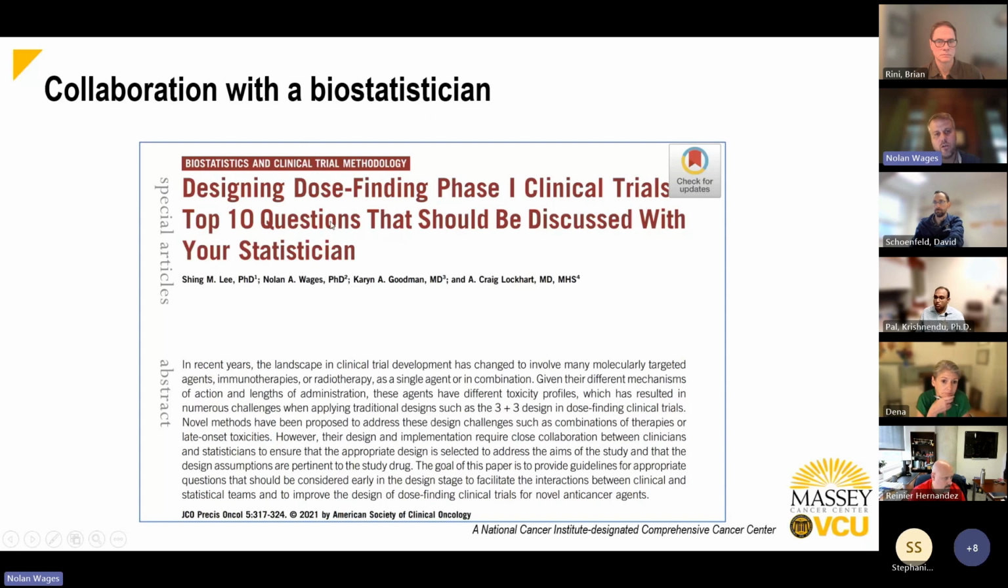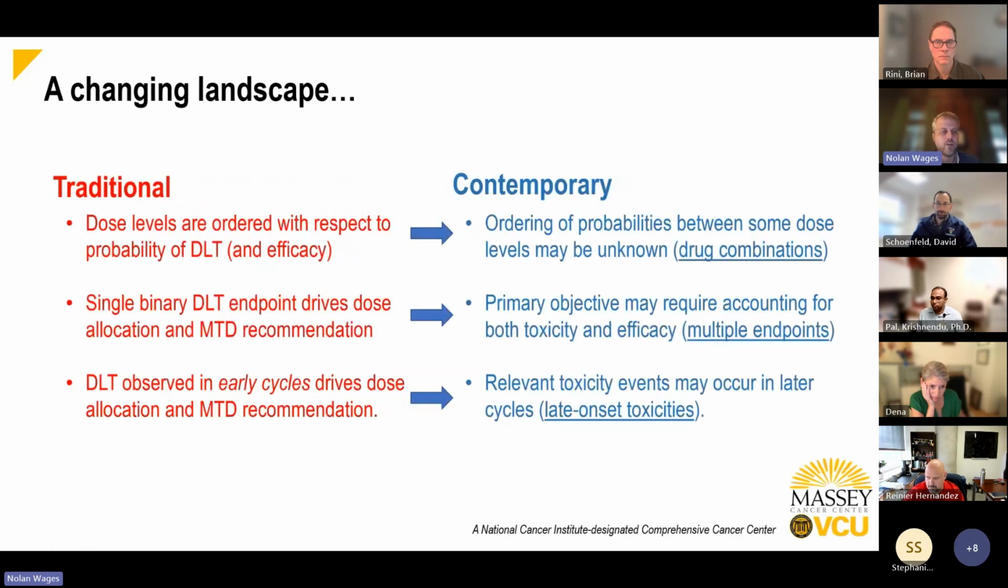So use of these novel designs requires collaboration with a biostatistician. I was part of a team that wrote a paper with 2 statisticians, including myself, and 2 clinicians, about our experience and how we collaborate on using novel designs in phase 1 trials. You can check that paper out in JCO Precision Oncology, and it has a good starting point for conversations between clinicians and statisticians on how to design these trials.